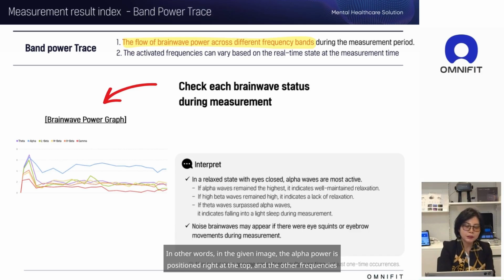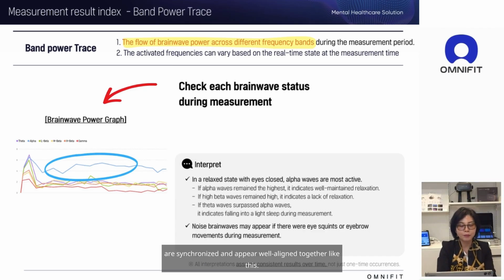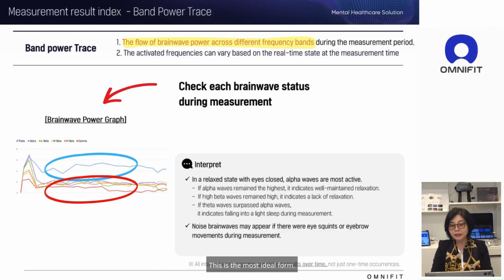In other words, in the given image, the alpha power is positioned right at the top, and the other frequencies are synchronized and appear well aligned together like this. This is the most ideal form.